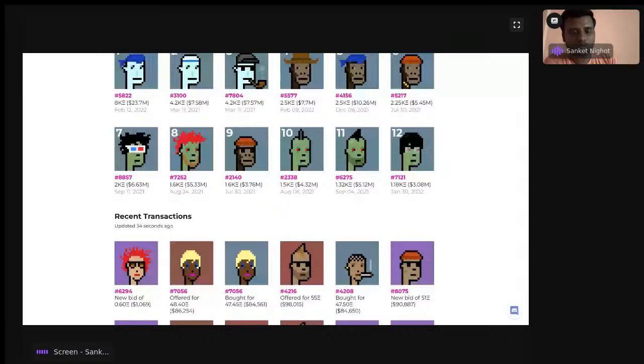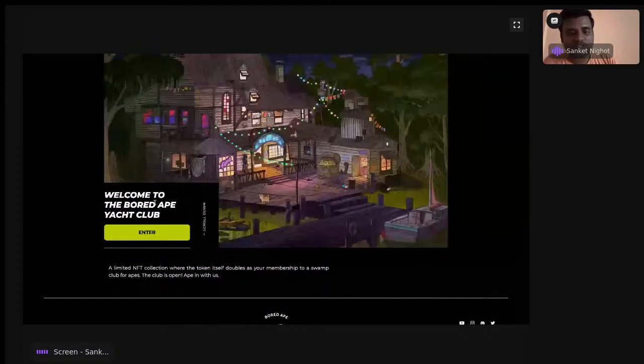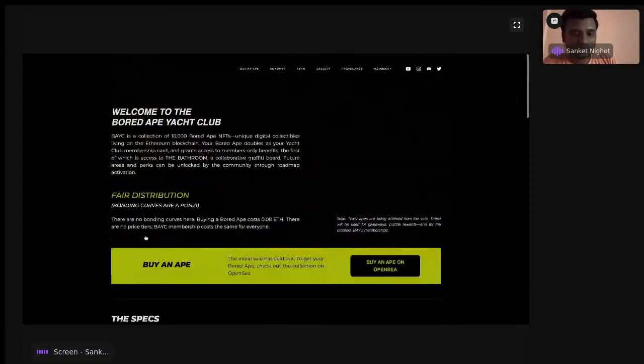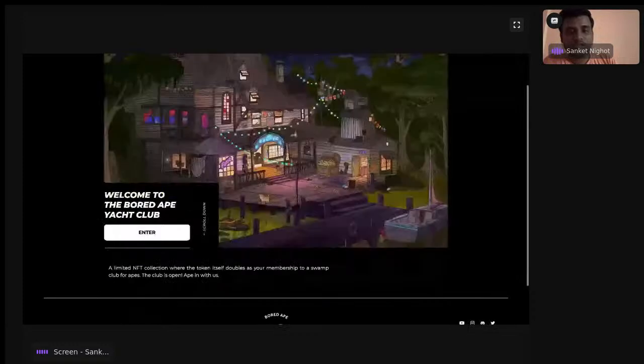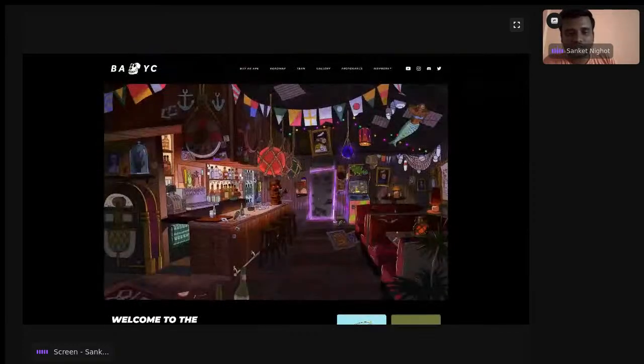Now let's move on to our second project. The second project we are looking at is Bored Ape Yacht Club. Welcome to the Bored Ape Yacht Club, a limited NFT collection where the token itself doubles as the membership to a swamp club for apes. The club is open and ape in with us. What does that mean? If you have the ape NFT, then the club is open for you, and you can enter this club. You can see what they offer.